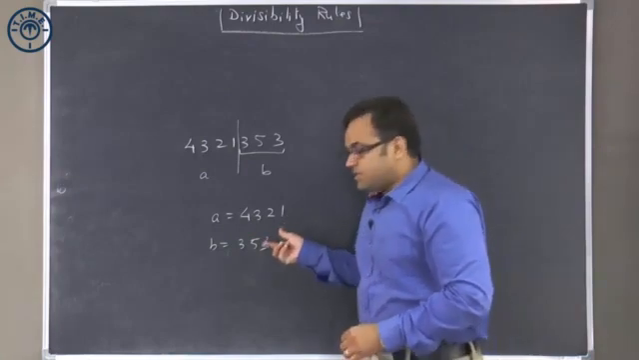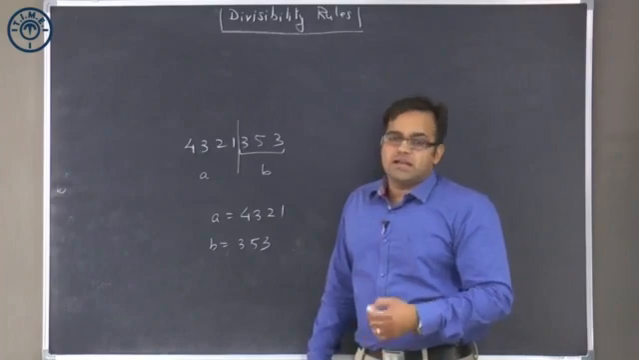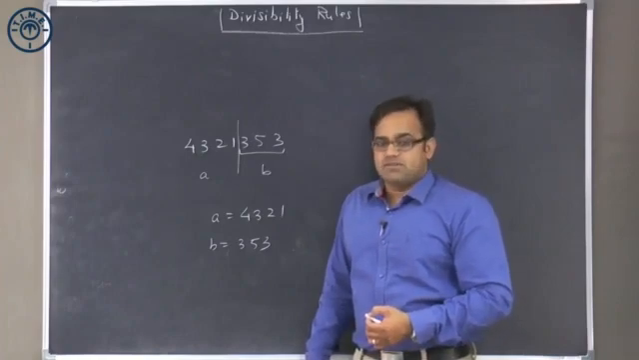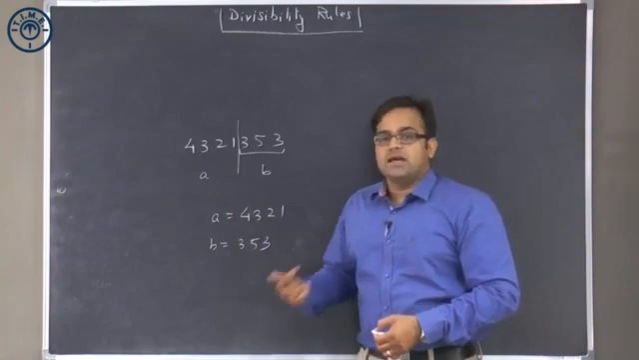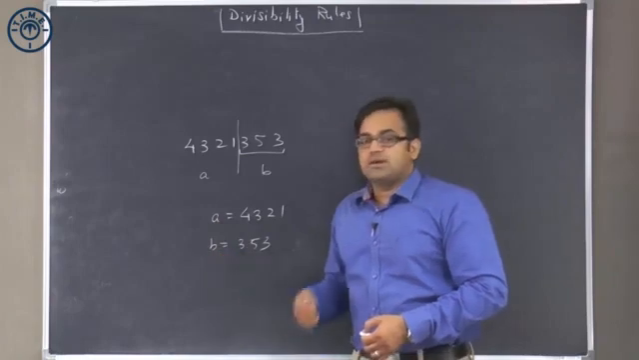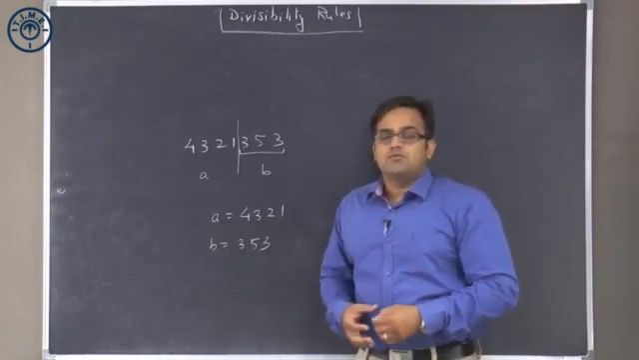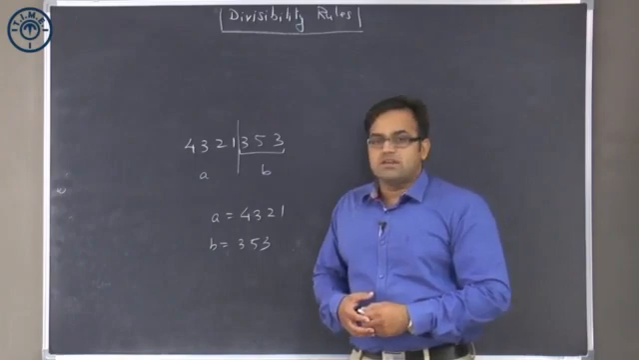If the difference of these two numbers A and B is divisible by 7, then the entire number is divisible by 7. Similarly, if this difference is divisible by 11, then the entire number is divisible by 11. Or if this difference is divisible by 13, then the entire number would also be divisible by 13. So that's the divisibility rule for 7, 11 and 13.